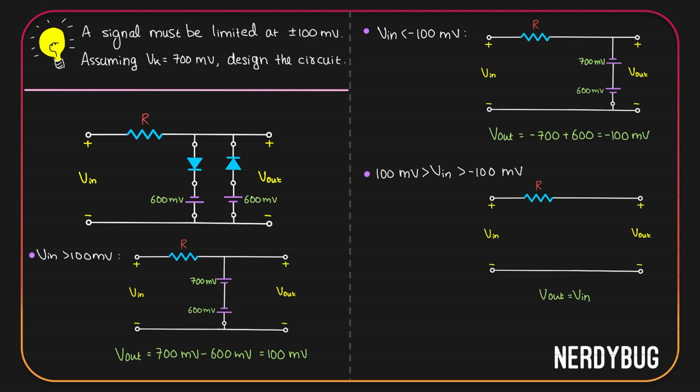Whenever the input is between 100 millivolt and minus 100 millivolt, output is equal to input. But whenever input is greater than 100 millivolt, it is clipped. Whenever input is less than minus 100 millivolt, also it is clipped. Which means the circuit works.